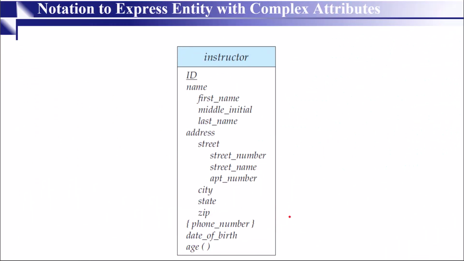Attributes can be hierarchical. Here, name is composite, like first name, middle name, last name. Address is nested: street number, street name, apartment name, city, state, zip, right? Phone number is multivalued. And age can be derived from date of birth. So this shows an ER diagram with composite, multi-valued, and derived attributes.